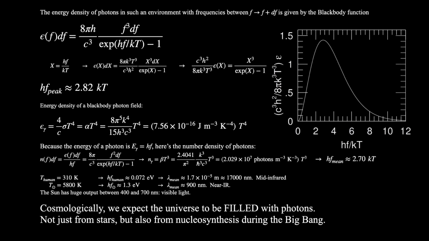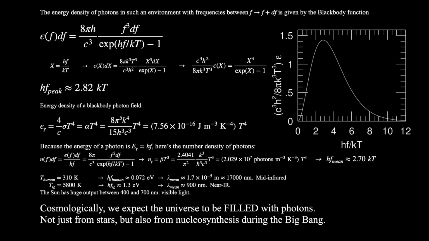That 4 over c arises from how the direction of diffusion and rate of movement of photons inside of a field are measured and integrated. 4 sigma over c is the radiation constant, which is that big squirrely nest of constants you see there. But notice the units. It's 7.56 times 10 to the minus 16th joules per cubic meter per Kelvin to the fourth. So this is an energy density.